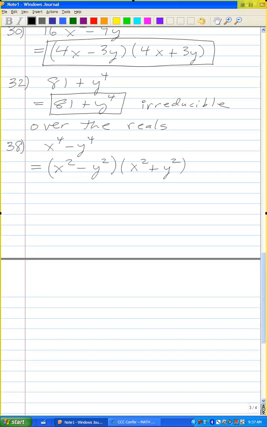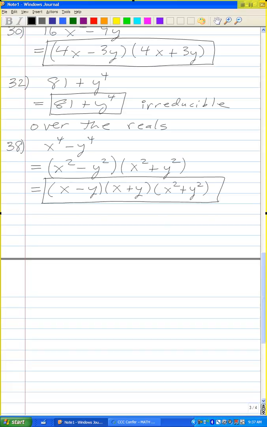Well, x squared minus y squared, that's the difference of squares, so I can factor that using the difference of squares formula. Square root of x squared is x, square root of y squared is y, times the same thing, except change minus to plus. X squared plus y squared, that's the sum of squares, and that does not factor any further over the reals. It's irreducible over the reals. And so I'm done.